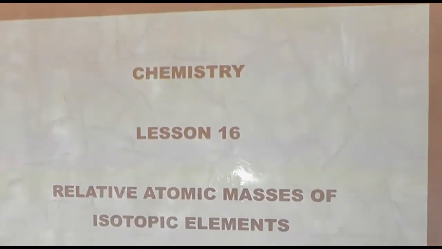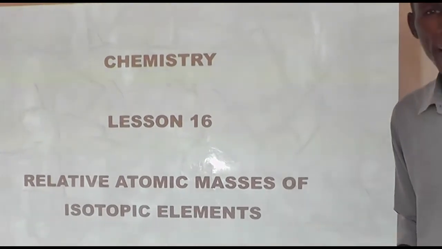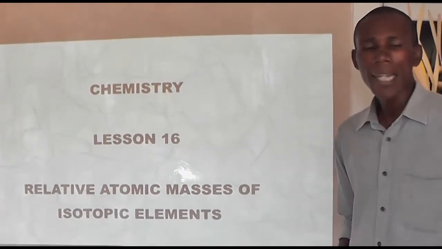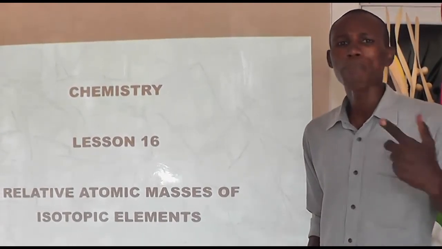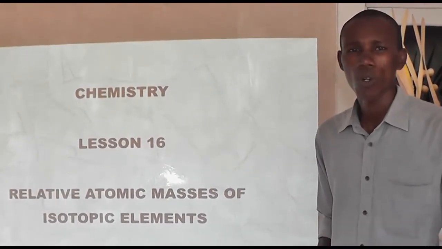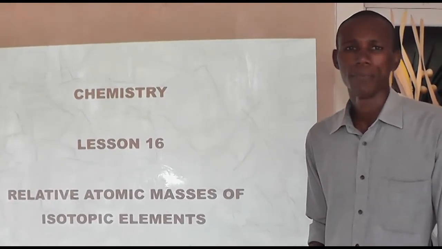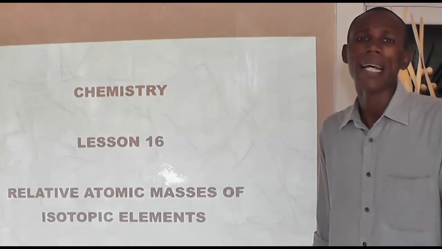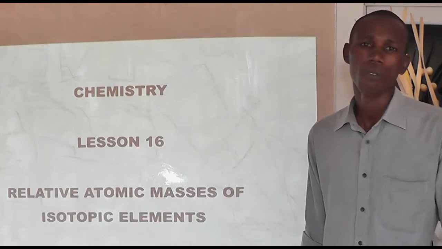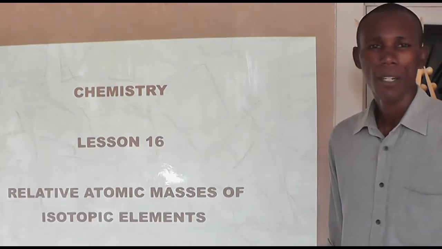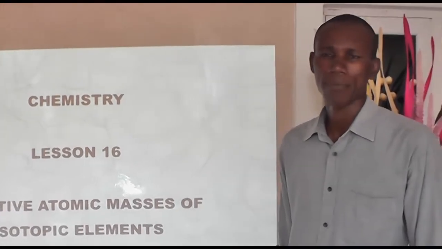We have established the fact that isotopes do exist. And if isotopes do exist, what are the impacts of isotopes on the relative atomic masses of some elements? We said that the impact is that it makes the relative atomic masses of those elements that exhibit it appear in fractions or in decimals.